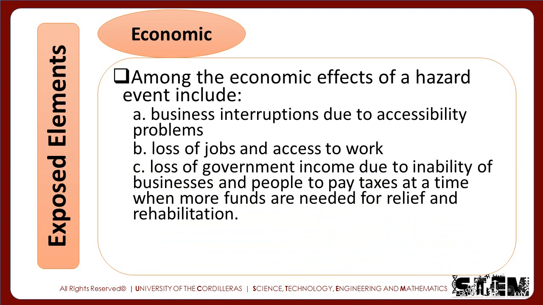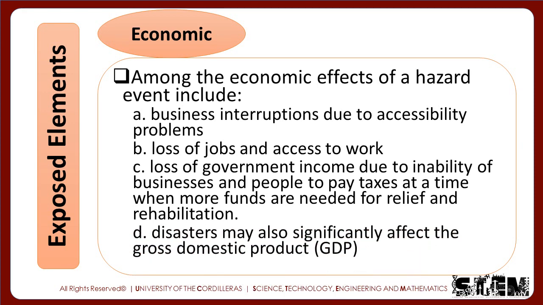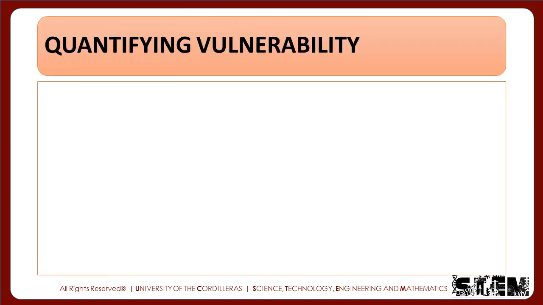And the loss of government income due to inability of businesses and people to pay taxes at the time when more funds are needed for relief and rehabilitation. So with this, it can also significantly affect the gross domestic product of our country, and our economy will generally go down and people will suffer. All right, so these are the three aspects that can be exposed if a natural phenomenon or a man-made failure or disaster may strike a certain place.